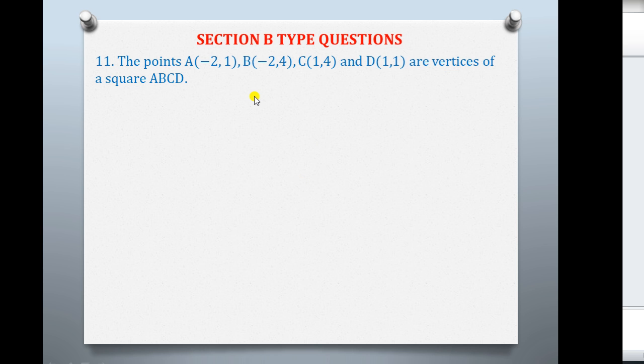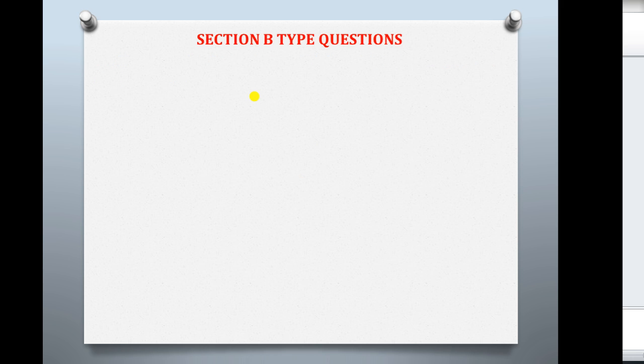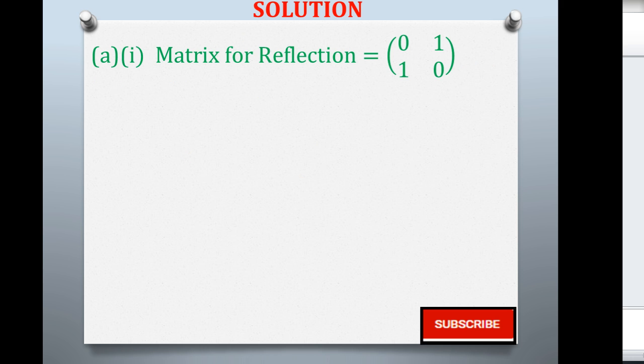So we are going to say that the matrix of reflection is going to be 0, 1 and 1, 0. Remember, 0, 1 was a coordinate obtained from I prime and 1, 0 was a coordinate obtained from J prime. So the coordinates of I prime and J prime help us to come up with our transformation matrix. And that is why we are saying that our matrix for reflection is going to be 0, 1 and 1, 0.